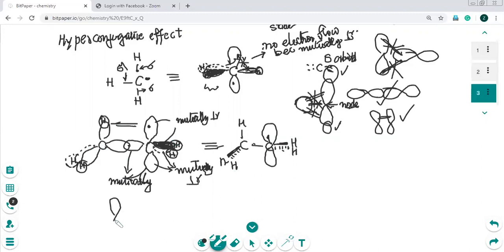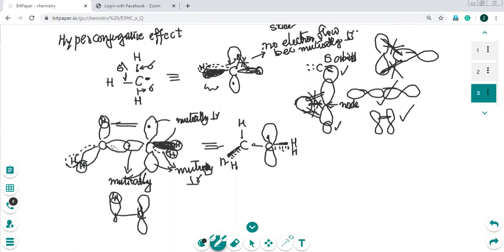Only that bond I am drawing separately. H, and this orbital. See, they are parallel to each other. They're almost parallel to each other, right?